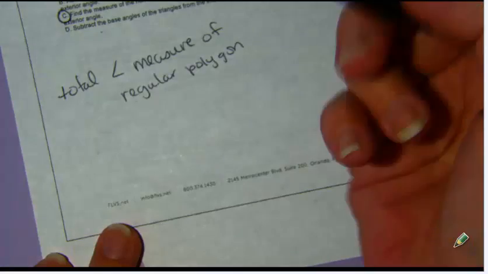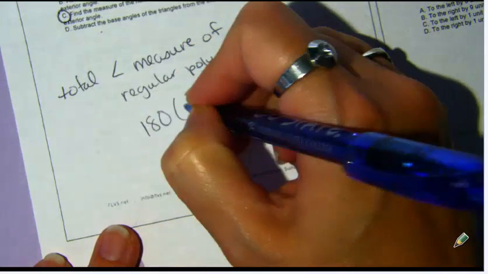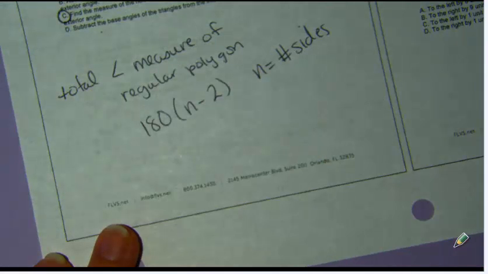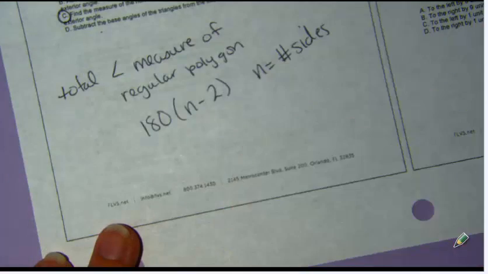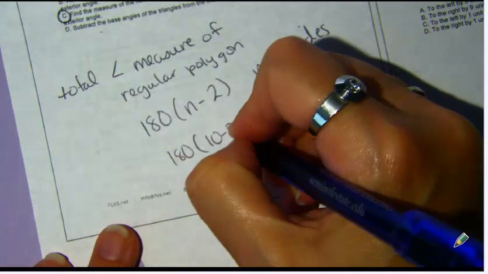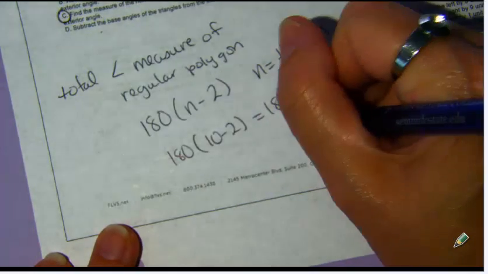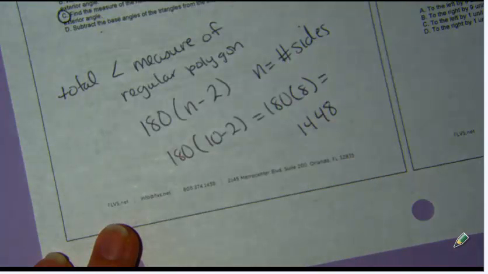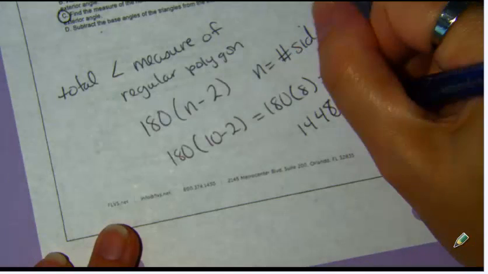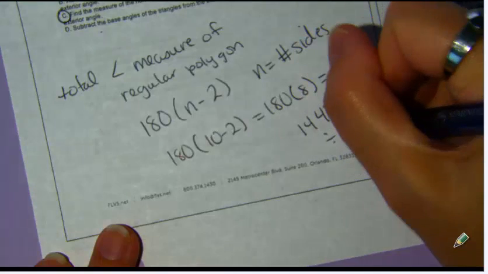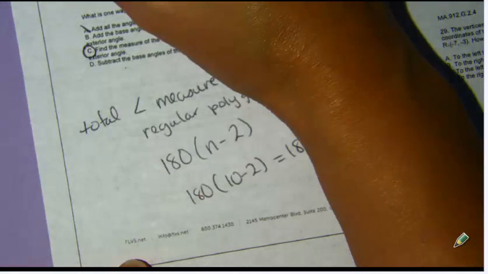To find the total angle measure of a polygon, we have to do 180 times n minus 2, where n is the number of sides. So we would do 180 times 10 minus 2, which is equal to 180 times 8, which is equal to 1440. Sorry, 8 times 0 is not 8. And then you would divide that by 10, and each one of these whole corners is 144.